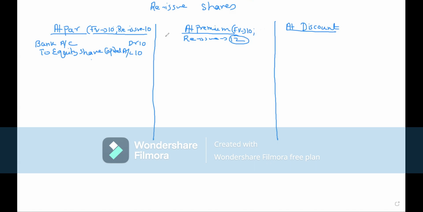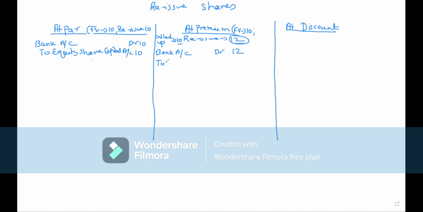Your face value is 10. Suppose the called up value is also 10, and you are reissuing them at 12. So called up कितना था? मांगा था 10, आपने reissue 12 में किया. Means ज्यादा में किया. In this case, what is the journal? Bank account debit. How much did you receive? Just think कि तुमने 10 रुपया का शेयर को तुमने 12 में रीइश्यू किया, माने तुमने बेचा 12 में. You sold it for 12. तो आपके पास पैसा तो 12 रुपीस ही आएगा for every share. तो बैंक अकाउंट डेबिट 12 रुपीस.